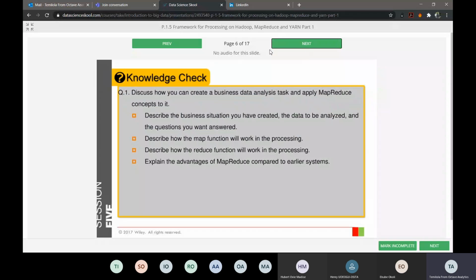Okay, the first knowledge check now. If you guys don't ask questions, I will be the one asking questions. So discuss how you can create a business data analysis stack and apply MapReduce to it. The first one is describe the business situation you have created, the data to be analyzed, and the question you want answered. Describe how the mapping function will work in the process. Describe how the reduce function will work in the process. Explain the advantages of MapReduce compared to earlier systems.